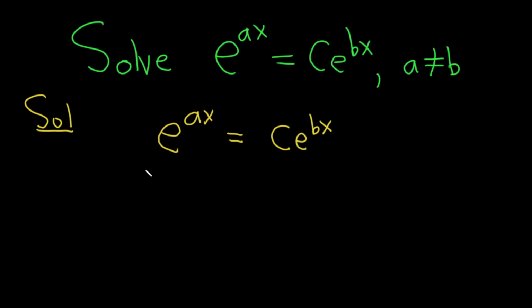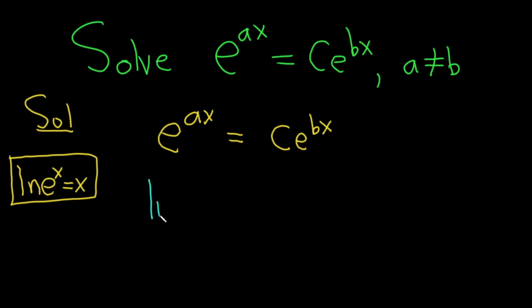The reason I left some room here is because I want to use this formula. You have ln of e^x, that's equal to x. This is a very, very powerful formula. So what we'll do here is we'll take the natural log of both sides so that we can use this formula. So we have the natural log.